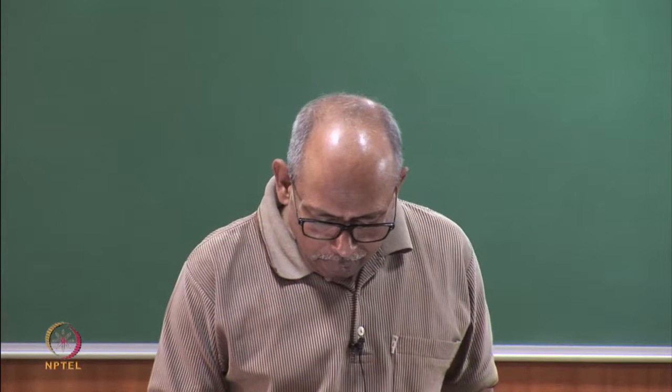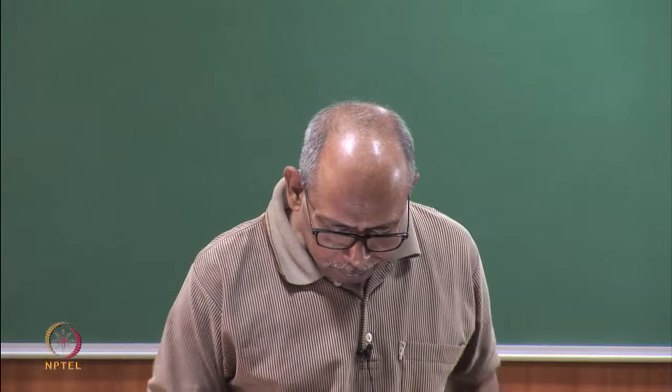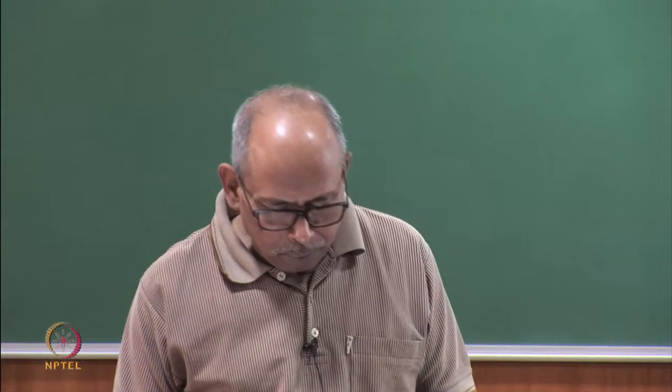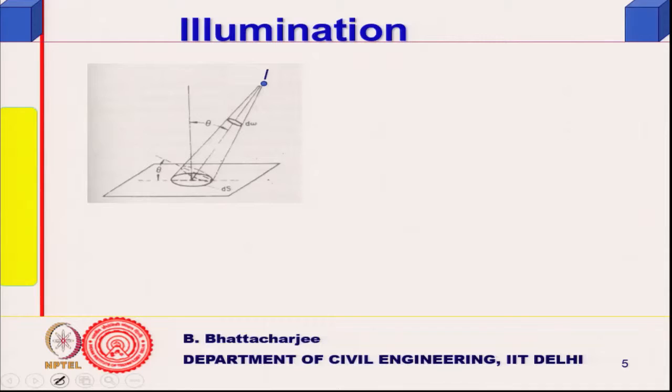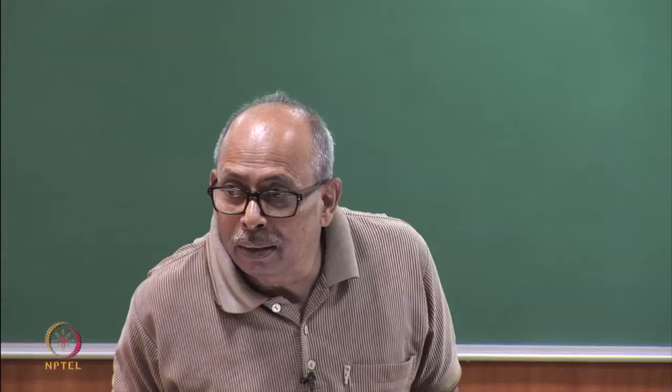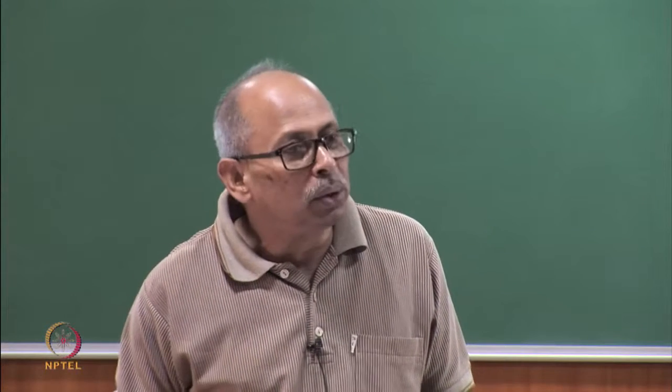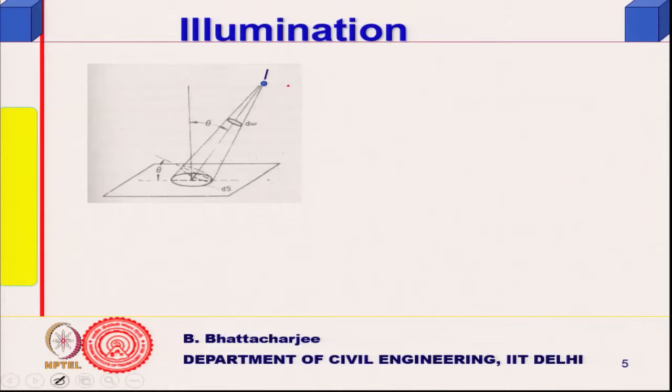So, having looked at the definitions, I can talk in terms of some simple formulae. Now, supposing I have a point source like this emitting I, and I want to find out what is the illumination here.